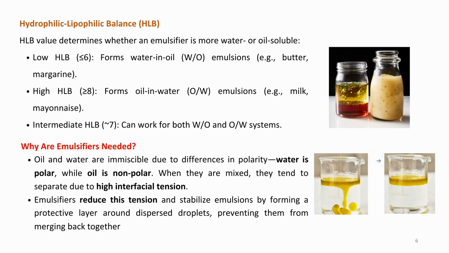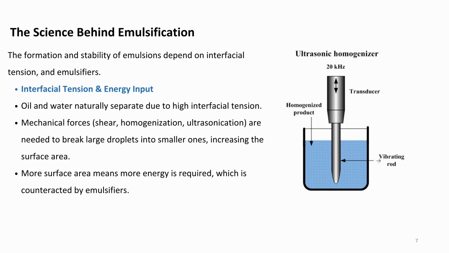Now, why are emulsifiers needed? Oil and water are immiscible due to difference in polarity. Water is polar in nature, whereas oil is non-polar. When they are mixed, they tend to separate due to high interfacial tension. So the emulsifier reduces this tension and stabilizes the emulsions by forming a protective layer around dispersed droplets so that it prevents them from merging back together. So that is the advantage of emulsifier.